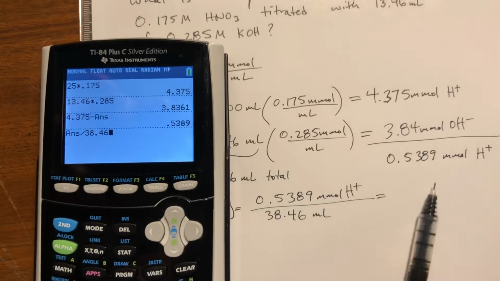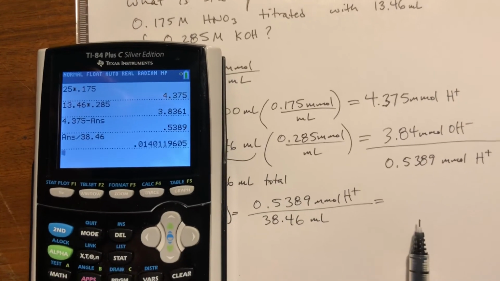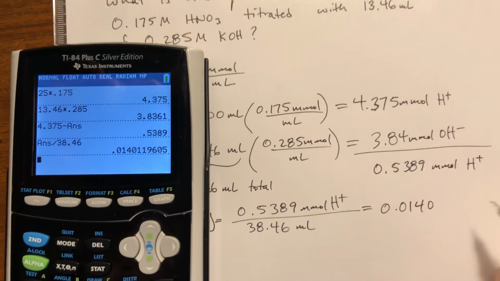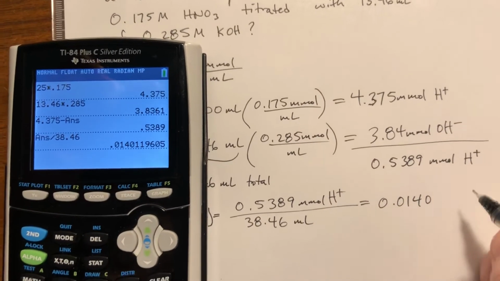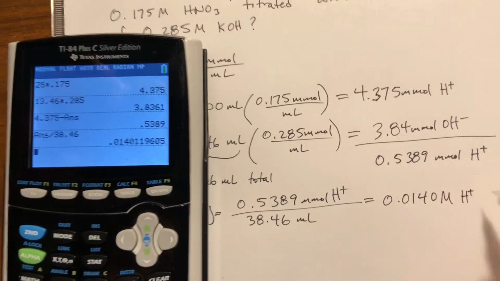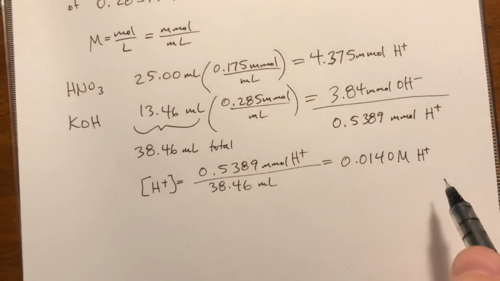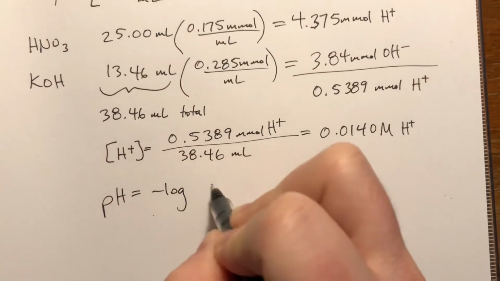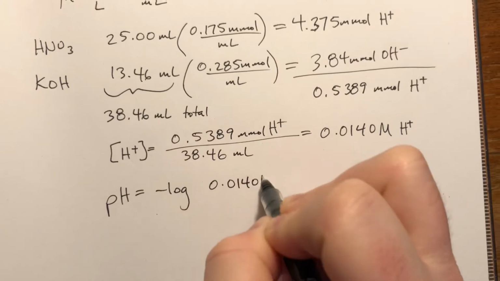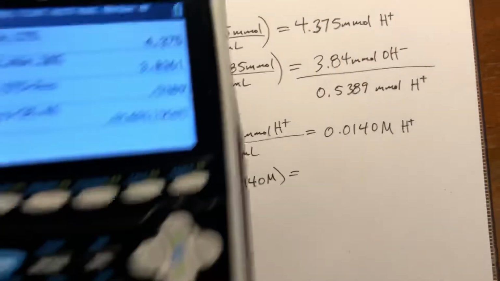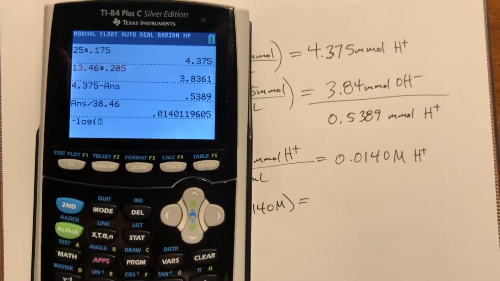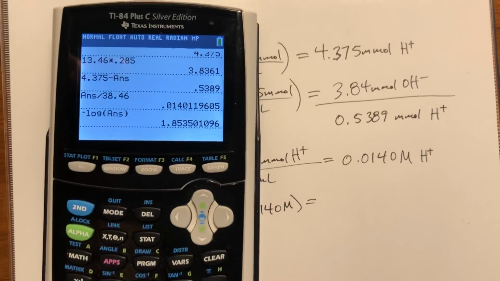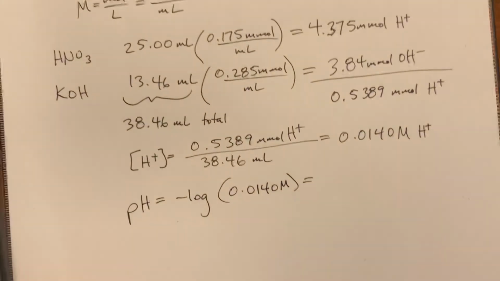I just took this answer divided by 38.46, and I got 0.0140, which is probably enough sig figs. And that's the molarity of H+, which in water is H3O+, same idea. To get pH, we're going to take the negative log of this. So the negative log of our answer, I got 1.85.